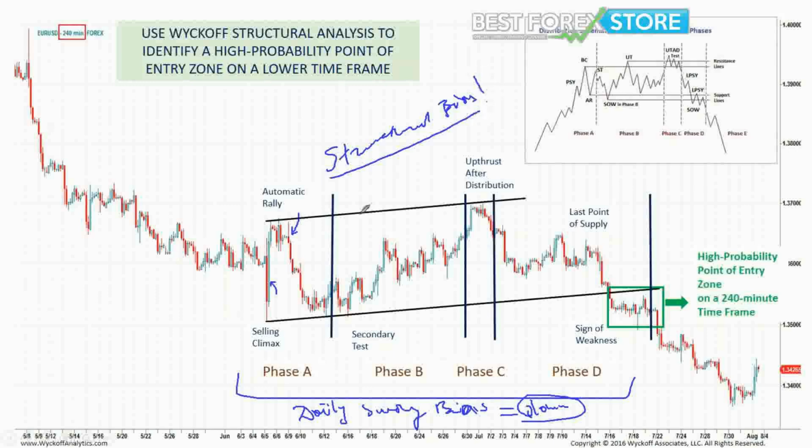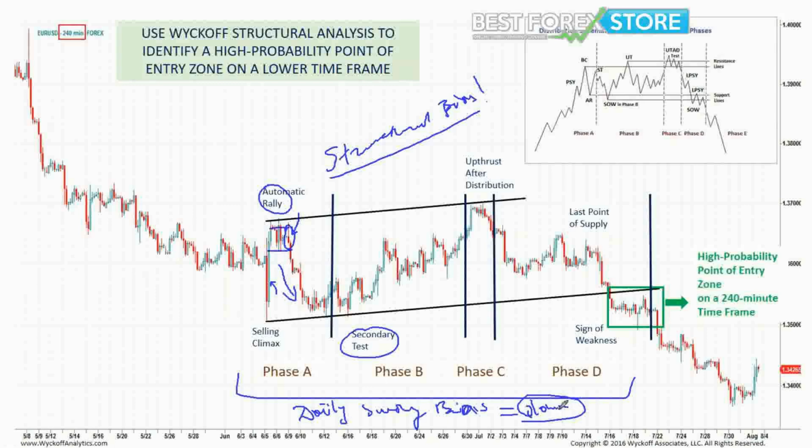For this, let's say this bar right here. Structurally, that's going to be down, because we're having some kind of reversal here after the automatic rally. We need to experience a secondary test. So our structural bias is to the downside for our intraday trades.